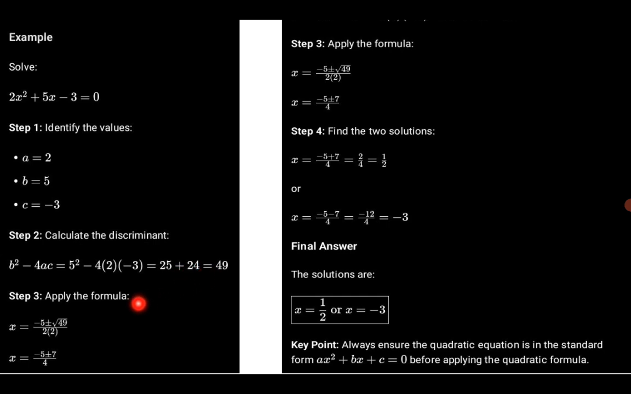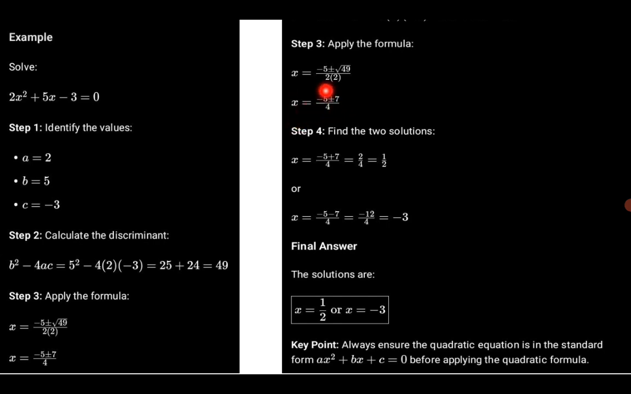Then you bring those values into the formula. So you have minus 5 plus or minus root of 49 over 2 times 2. So root of 49 is 7. So you bring it down here, and then you simplify.